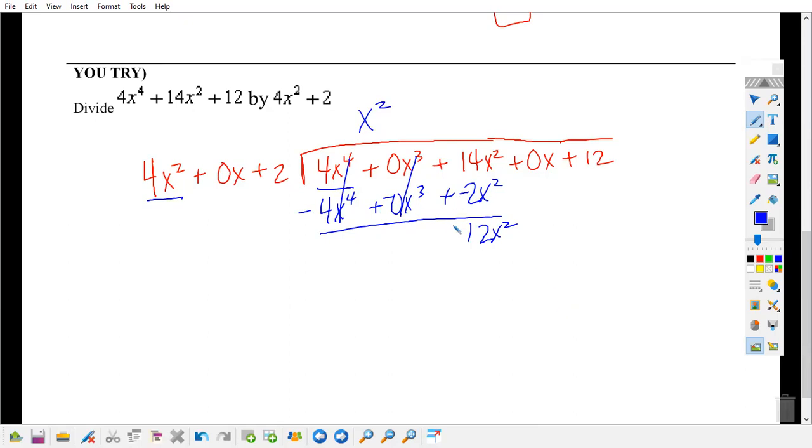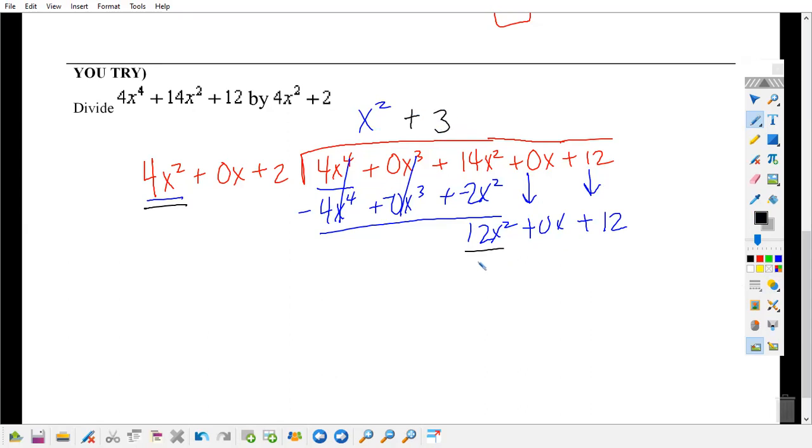Yes, that's only when you divide. We're combining. All right. After we subtract, we then are going to bring down. So I'm bringing down 0x, and I'm bringing down the 12. And now I repeat, because the degree is equal or greater. What is 12x squared divided by 4x squared? 3. Positive 3.